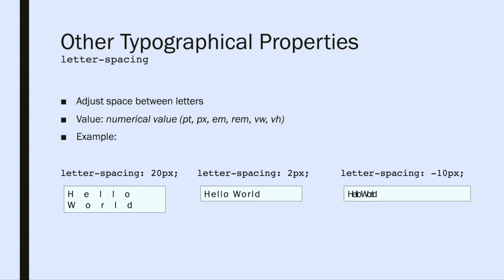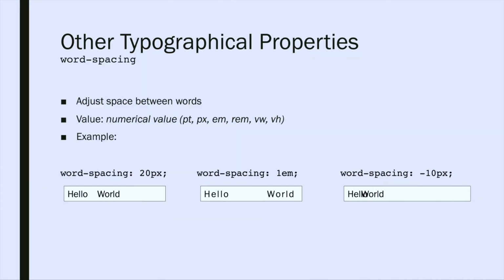Now we can talk about letter spacing, which is just the space between letters. You can have the same numerical values as presented before, such as 20 pixels, 2 pixels, and even negative 10 pixels, which increases or decreases the spacing between the letters. You also have word spacing, which increases or decreases the space between the words. In this case, we have 20 pixels, 1 EM, and negative 10 pixels, which kind of overwrites the two words.